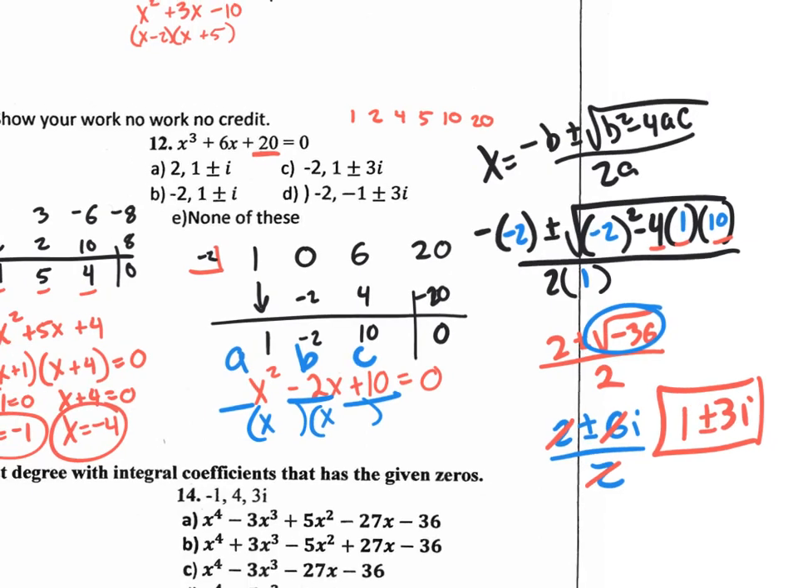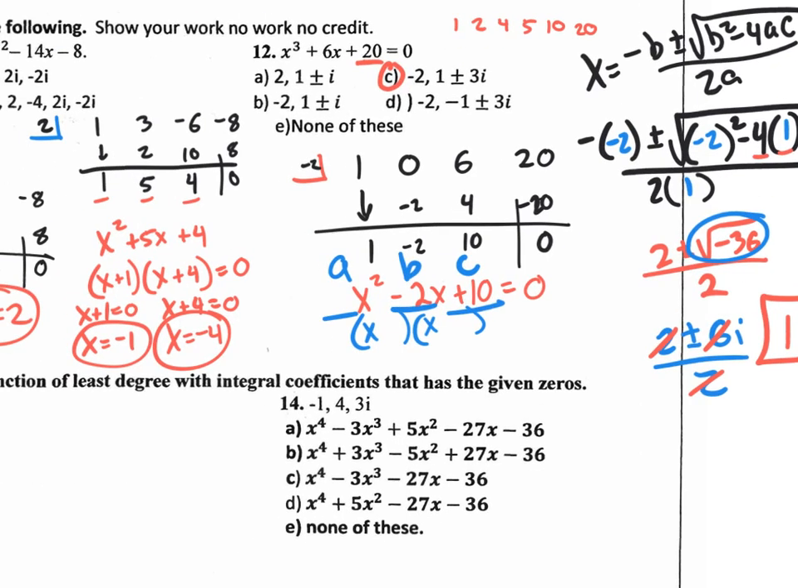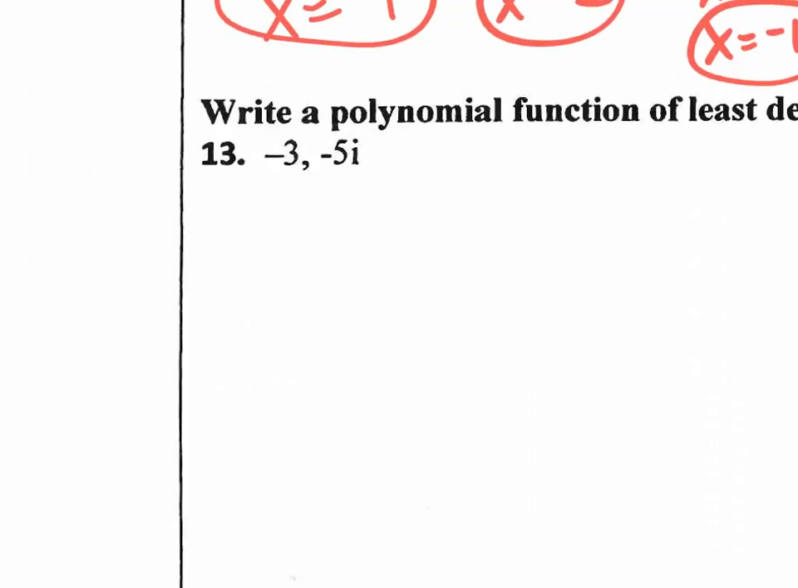So it is C, the correct answer. We got the answer negative 2 working because we got the remainder 0. And we also have 1 plus or minus 3i right here. These are not that bad.